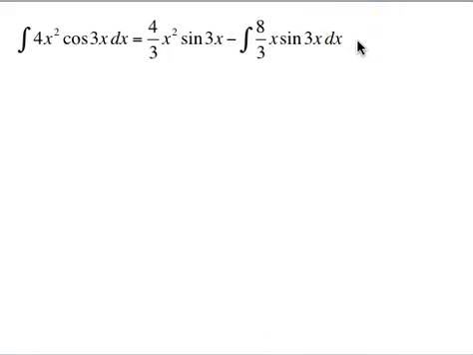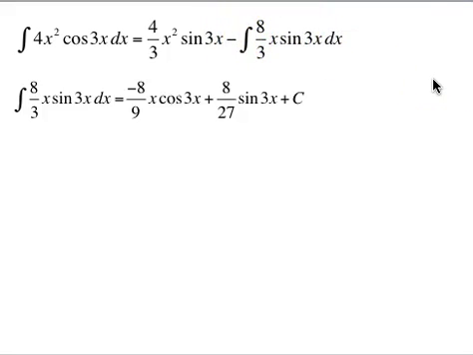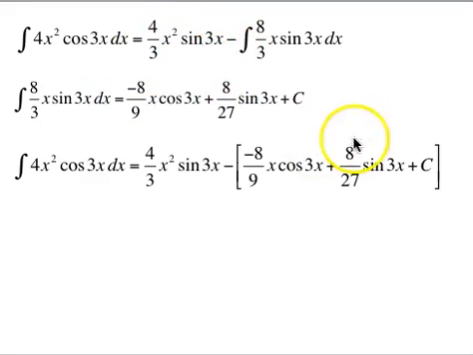So again, here's our question we're working off of. We've done this integral. We're going to substitute in that integral. Here it is, negative 8/9 x cos 3x plus 8/27 sine 3x plus c will go in for this integral. So we'll get 4/3 x squared sine 3x minus brackets all of that. Now there's only one last thing to do. I have to distribute this negative sign. Minus negative 8/9 will become plus 8/9. Minus 8/27 will become minus 8/27.